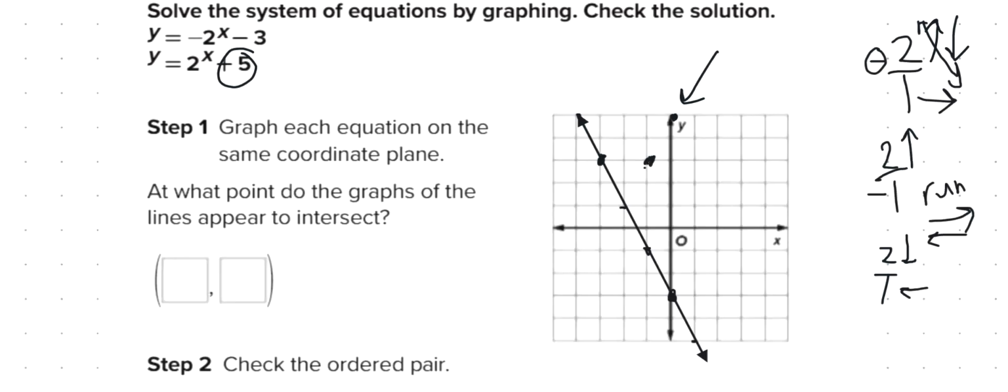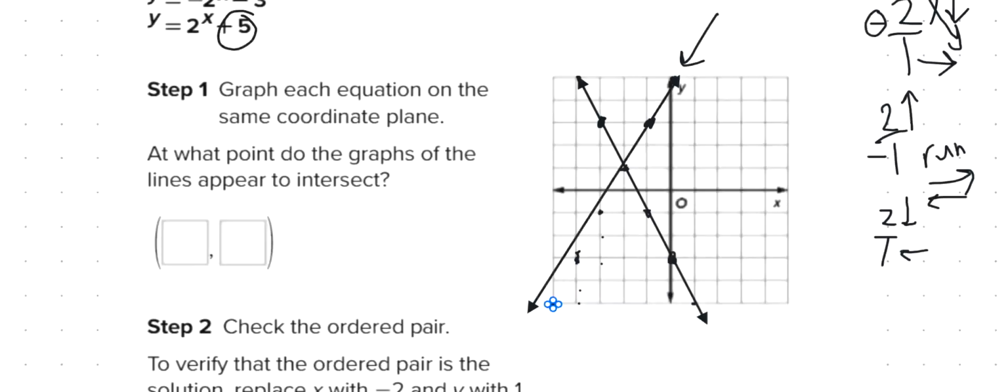Again, 2 down and 1 back, repeating that several times. That way I can draw my second line. I'm going to do it a little bit straight, something like that. That's going to be my second line. Now you can easily see where they intersect. They both intersect at this point, so that's going to be my solution for this system.